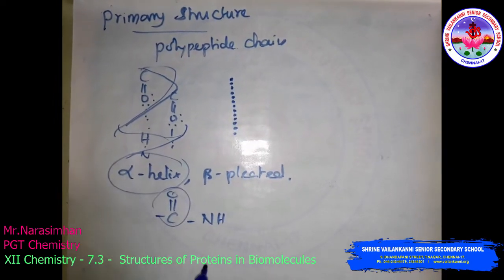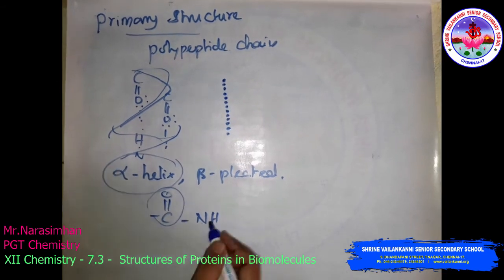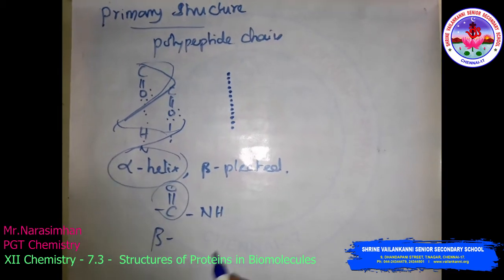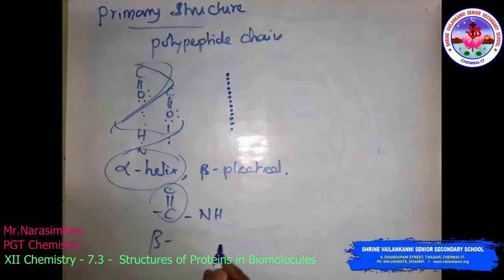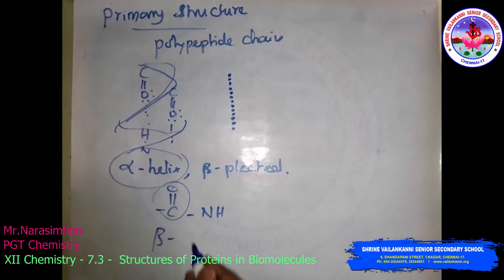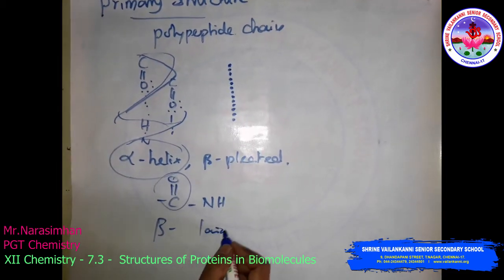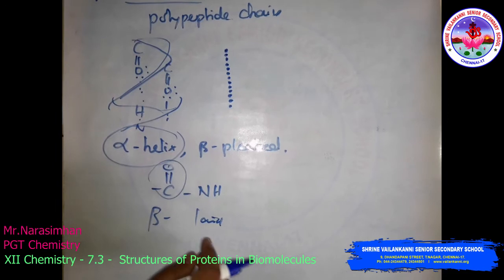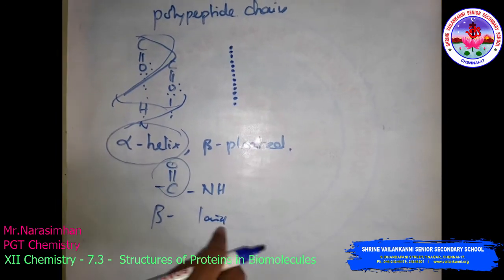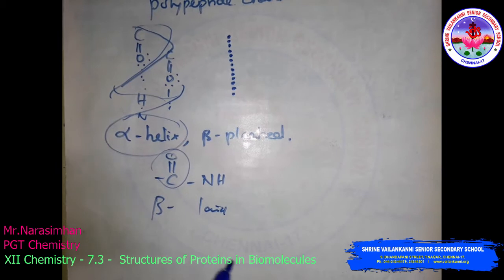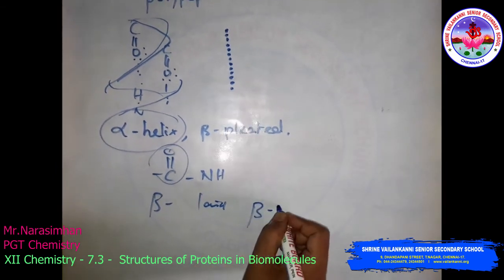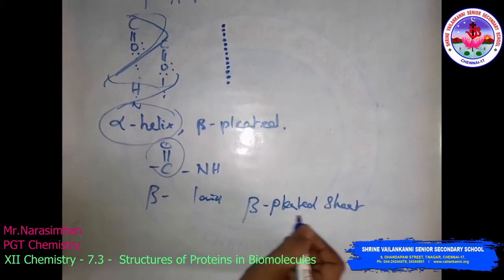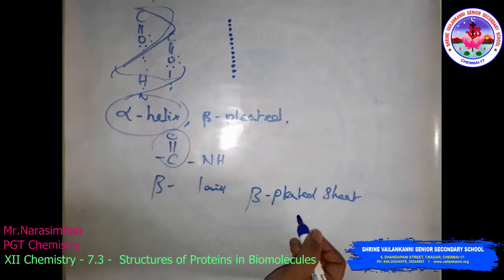Okay, in the beta structure, all peptide chains are stretched out to nearly the maximum extension and lie side by side, held together by intermolecular hydrogen bonds. So the structure resembles the pleated folds, that is the beta pleated sheet. You can see the structures in your NCERT textbook.